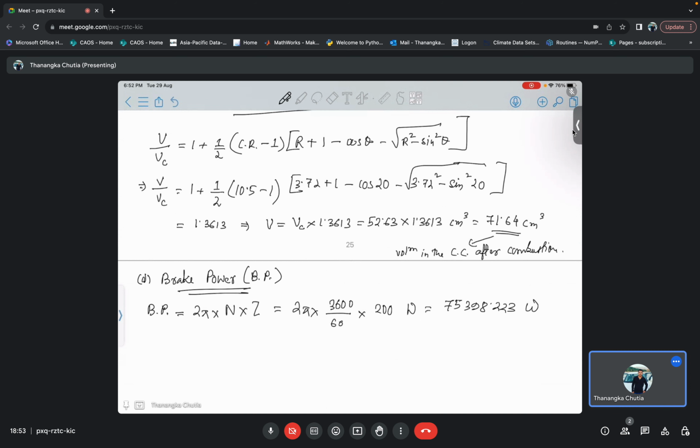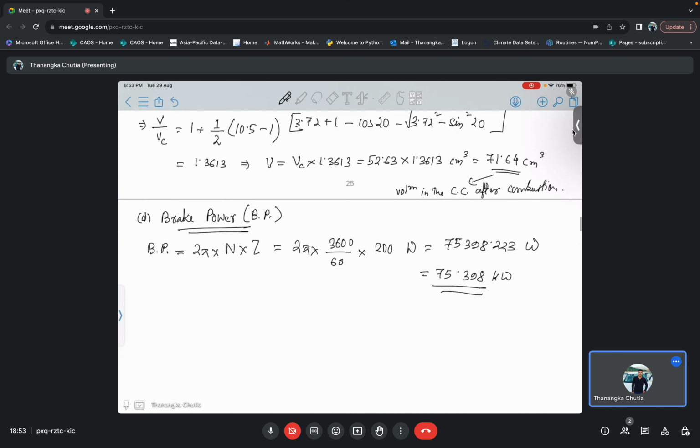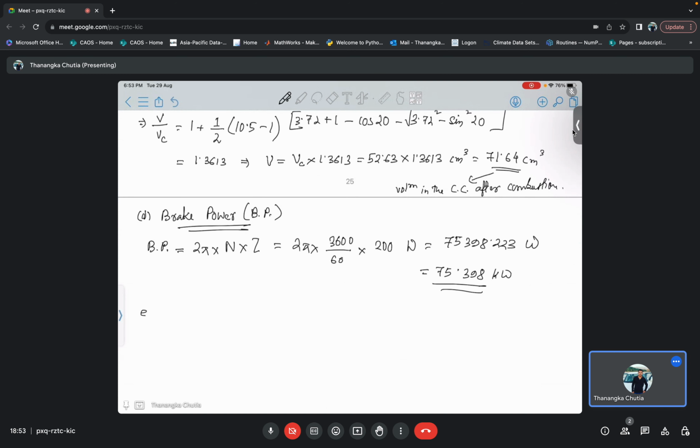5,398.223 watt, which can also be written as 75.398 kilowatt. Okay, so this is your brake power. Next is indicated power.